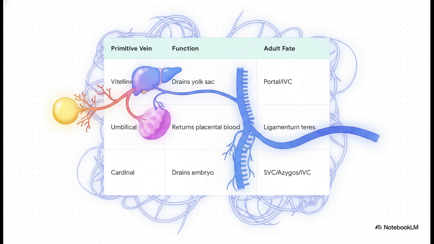At 4 weeks, we have 3 primary pairs to track. The vitelline veins drain the yolk sac and ultimately forge the portal system and parts of the IVC. The umbilical veins bring placental oxygen and mostly regress into the ligamentum teres. And the cardinal veins, which drain the embryo itself, establish the blueprint for our superior vena cava, the azygous system, and the rest of the inferior vena cava.